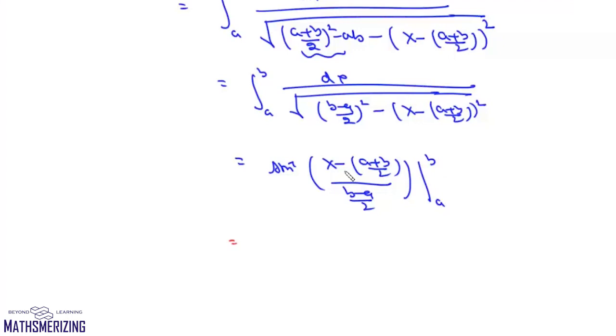Now if we put x as b, we'll get this as (b minus a) by 2, which will be sine inverse 1, and then minus, if we put x as a, we'll get this as (a minus b) by 2, which is sine inverse of minus 1.